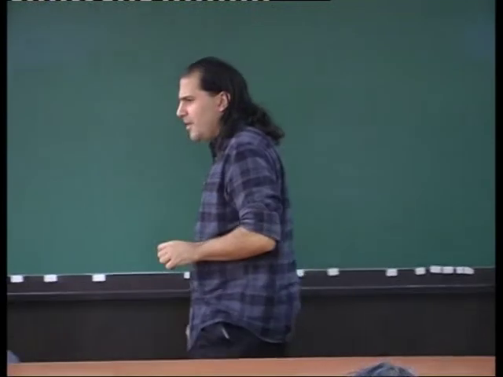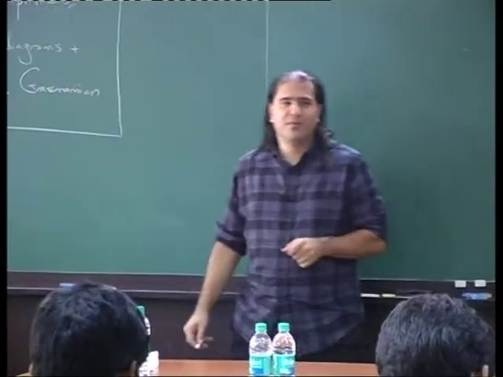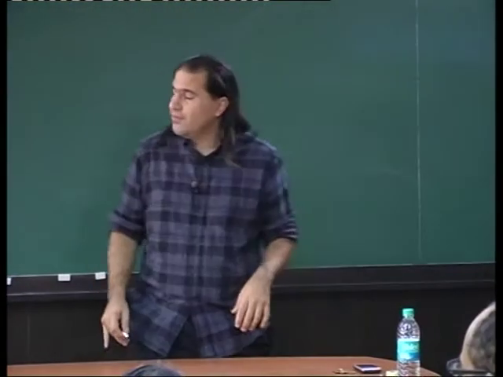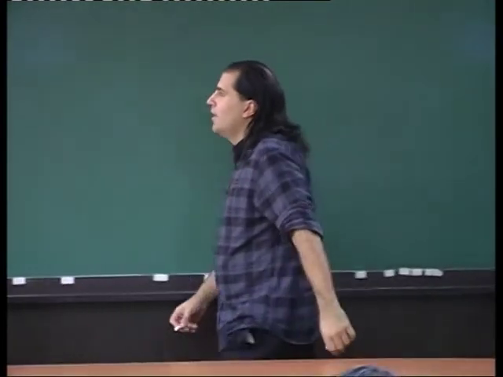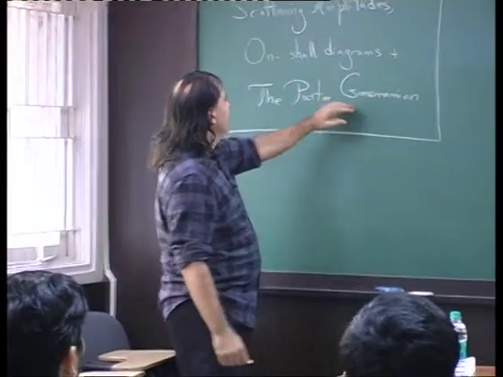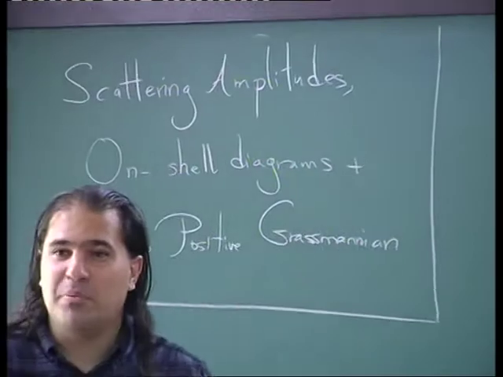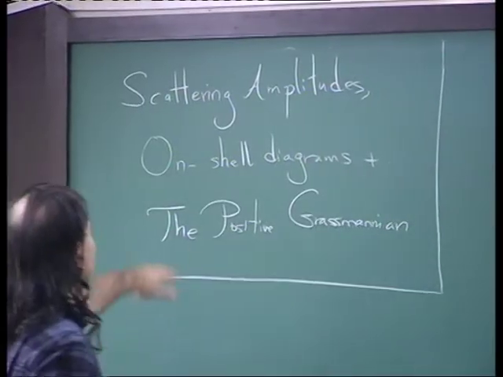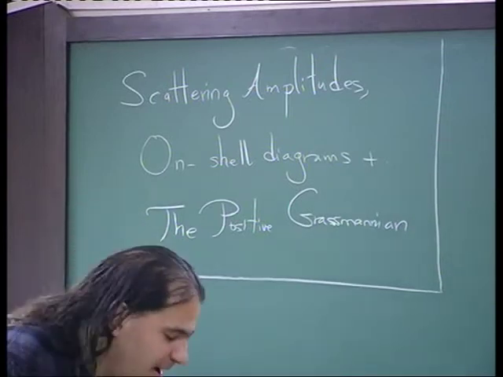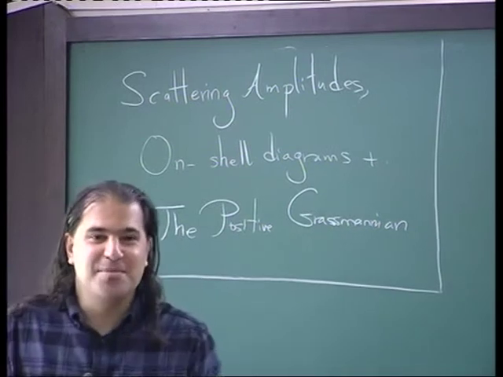Some of these things were talked about in Jake's talk yesterday, but I will talk about them first of all a little more slowly, and secondly from a somewhat complementary point of view. So what the heck is this object? Well, the Grassmannian is the space of k-dimensional planes in n dimensions. Well, scattering amplitudes, we know what they are. Bang gluons into each other, gluons come out.